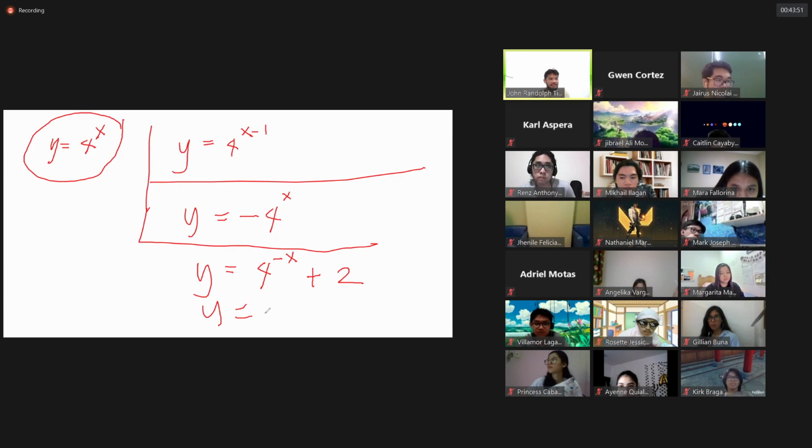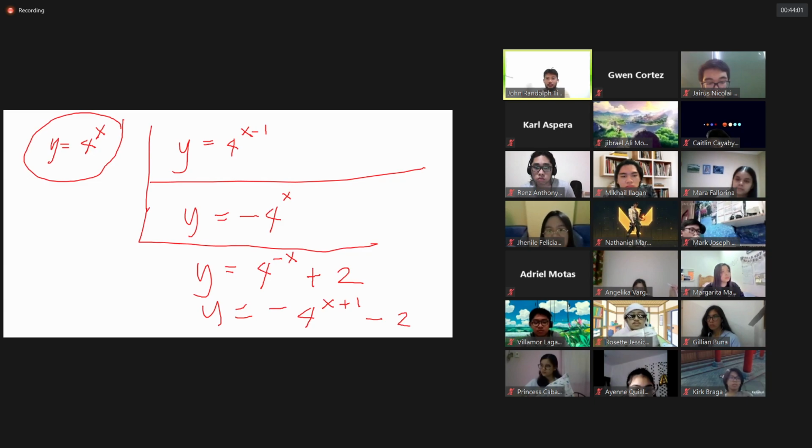Last one, alas 3 na. y equals negative 4 to the power of x plus 1, and then minus 2. Ayan. Tatlo yung makikita nyo dyan. Tatlong transformation na makikita natin sa graph na yan.